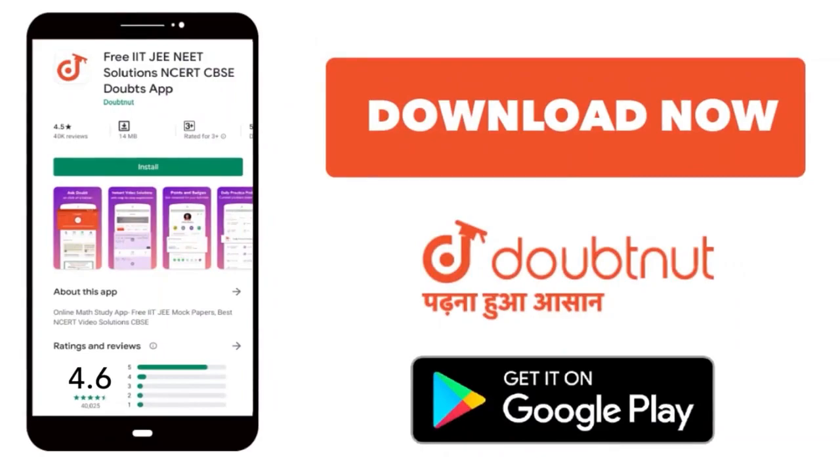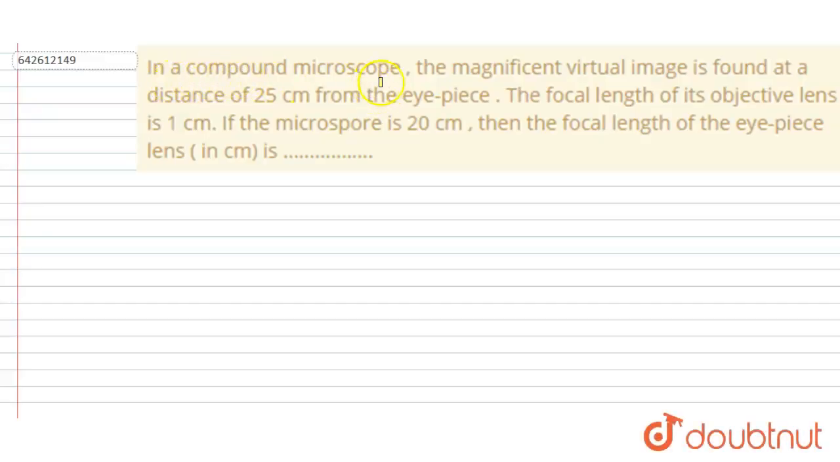In a microscope, the magnified image is formed at 25 centimeter from the eyepiece. The focal length of objective is given here 1 centimeter, and if the length of the microscope is 20 centimeter, then you have to find out the focal length of the eyepiece, right?